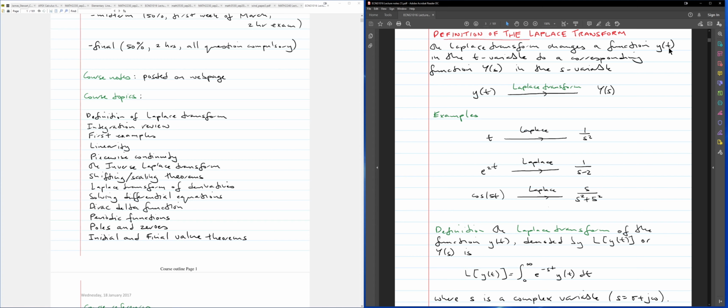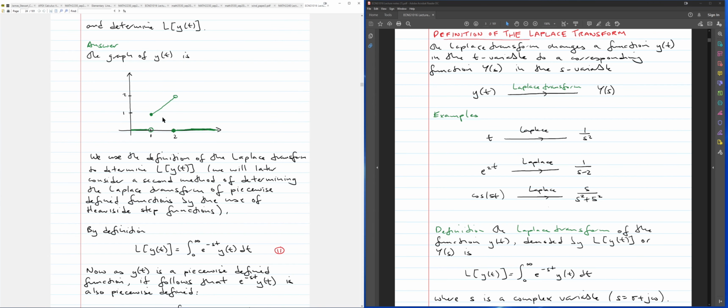So this t over here, the small t, is usually what you want to regard as the time variable. So you have a function in the time variable, such as this one over here. This is an example of a y of t, the graph of a y of t.